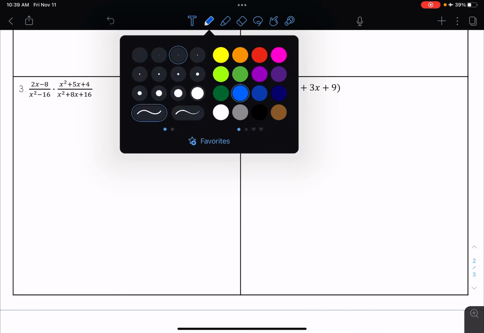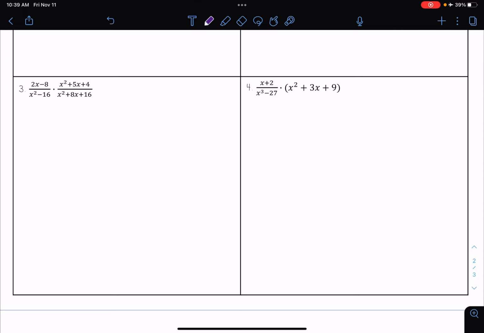Let's look at this next one. So here I have (2x minus 8) over (x squared minus 16) times this other fraction. So I first want to factor everything. So 2x minus 8, I see I have a GCF of 2, so I can factor out the 2. And I get x minus 4 that's left.